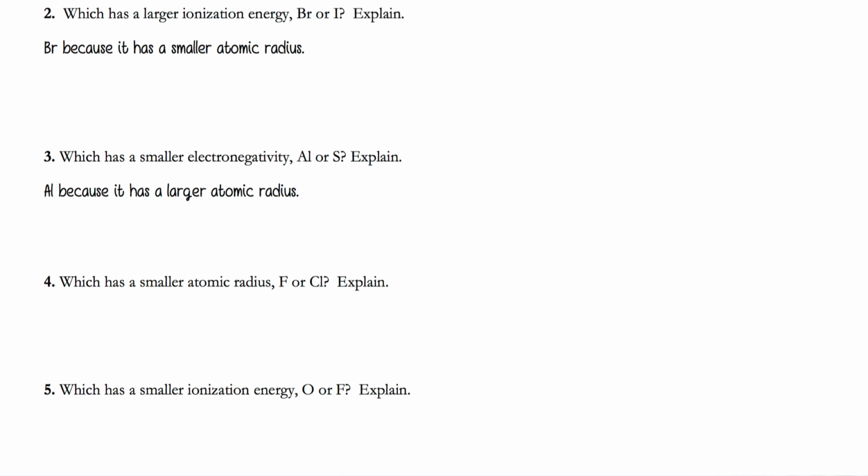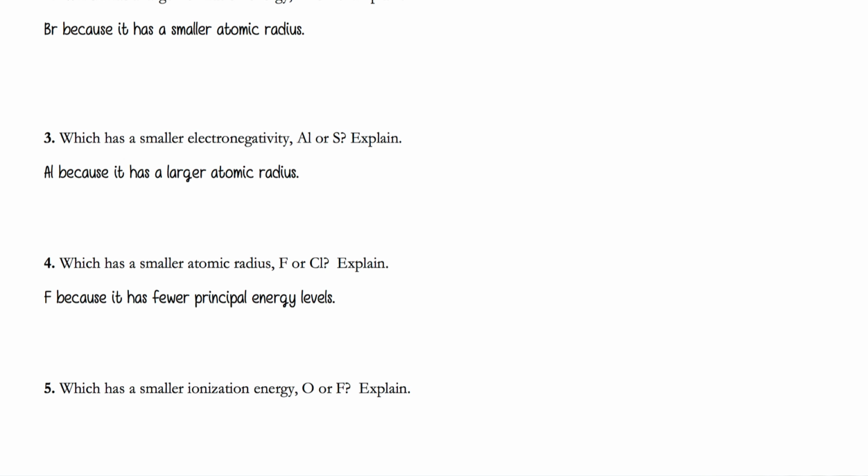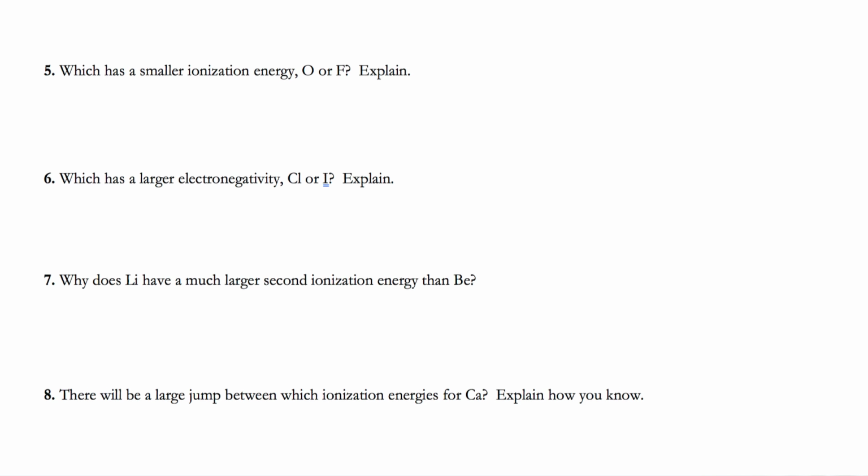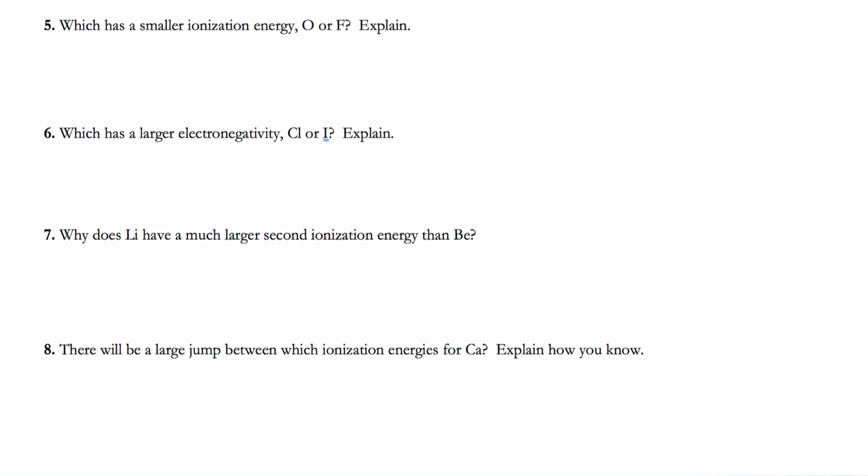Well, fluorine is higher on the periodic table than chlorine, which means that it has a smaller atomic radius. The reason why is that fluorine has fewer principal energy levels, which is why it has a smaller atomic radius than chlorine does. All right, let's look at the next one. Which has a smaller ionization energy, oxygen or fluorine? So if you look at the periodic table, oxygen is going to have a larger atomic radius because it's further to the left, it has fewer protons. So since it has a larger atomic radius, that means it's going to have a smaller ionization energy.